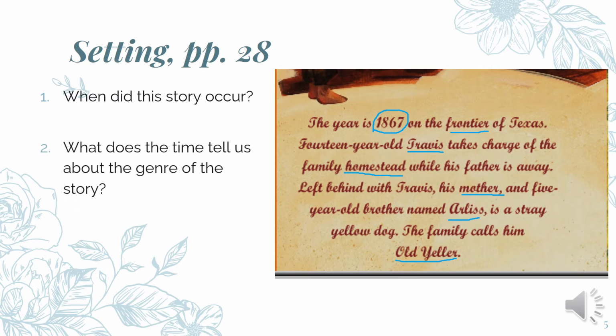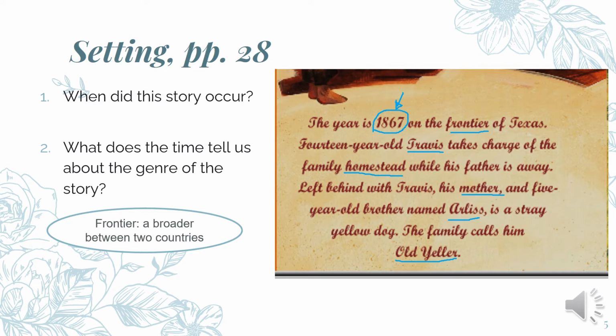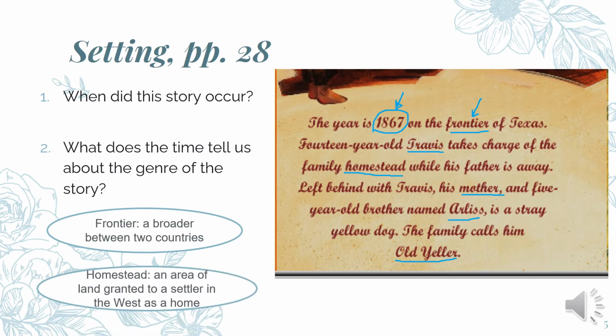When did this story occur? The story occurred in 1867. What does the time tell us about the genre of the story? We have discussed this, that this is in the past, so the story is historical fiction. This is the time, and the place is the frontier of Texas. Frontier means a border between two countries. And the homestead, what is the meaning of homestead? It's an area of land granted to a settler in the West as a home. We also said that this is a historical term, a historical word, homestead.